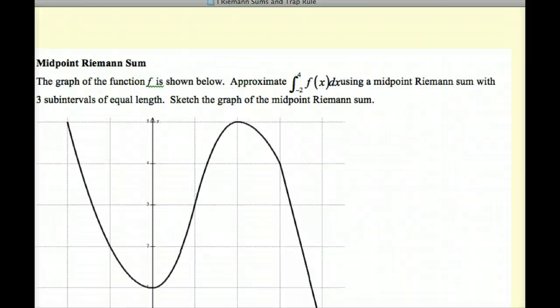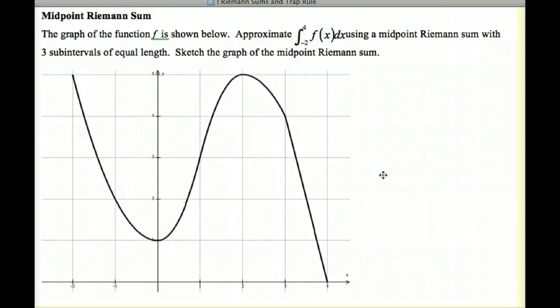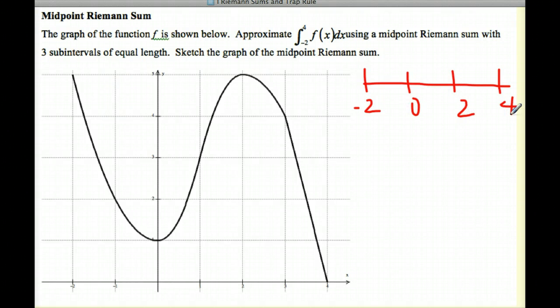So for a midpoint Riemann sum, same thing, same graph. I go from -2 to 4, and I know I have 3 subintervals, so my subintervals are actually the same exact thing. I have a subinterval from -2, 0, 2, and 4. Now what you notice is, since this is a midpoint Riemann sum, I need the middle numbers between these ranges. So between -2 and 0 is -1, here is 1, and here is 3.